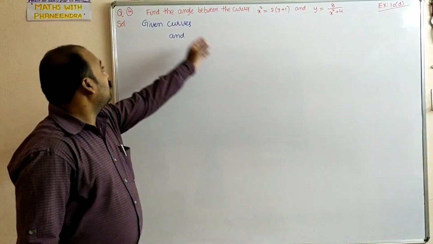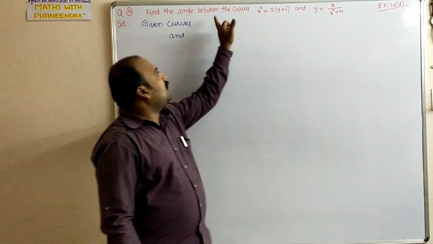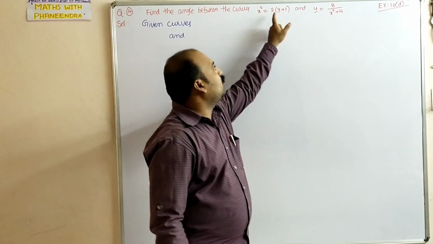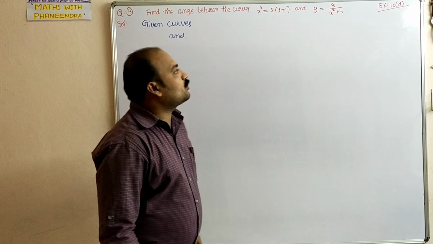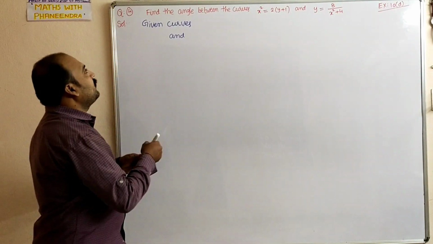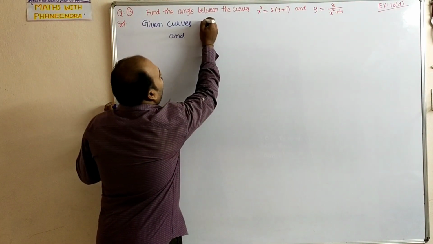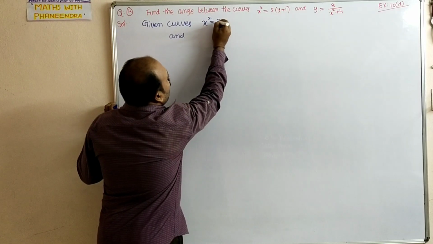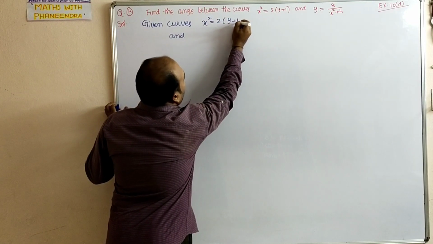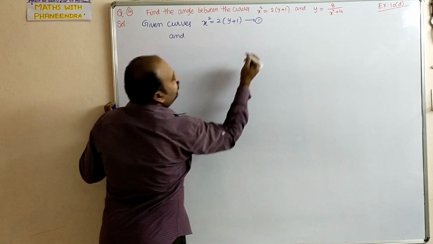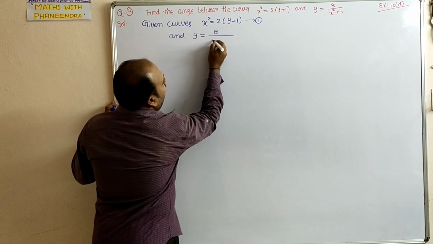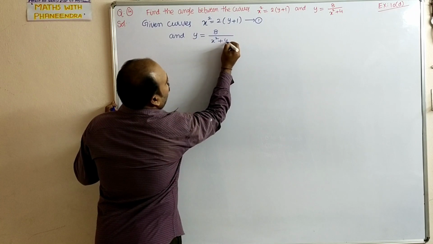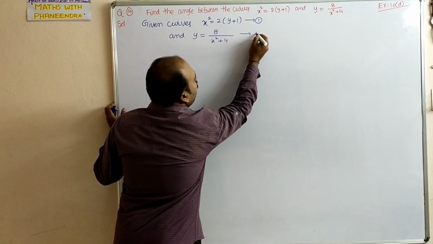The next question, question number 4. Find the angle between the curves x square equals 2 into y plus 1 and y equals 8 by x square plus 4. First step, you write the given curves. x square equals 2 into y plus 1, keep that as equation number 1, and y equals 8 divided by x square plus 4, equation number 2.